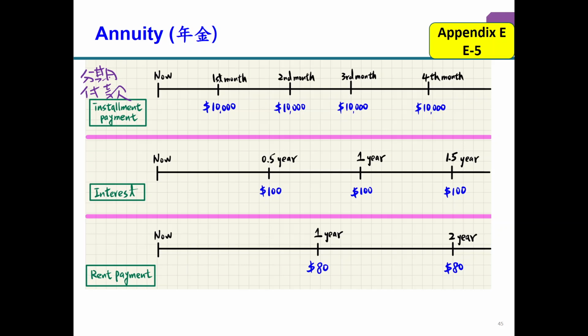What else? Interest. You promise to pay the interest to the bank, right? So what's your promise? I promise I pay the interest to the bank, $100 for every 6 months. So $100, same amount for same period. What's the period? 6 months, 6 months, 6 months. Did you find out? Same amount for same period. For this data, we call it annuity.